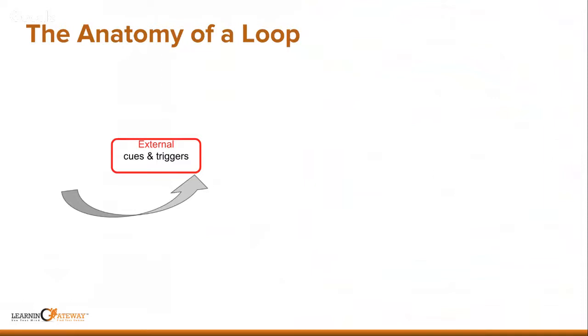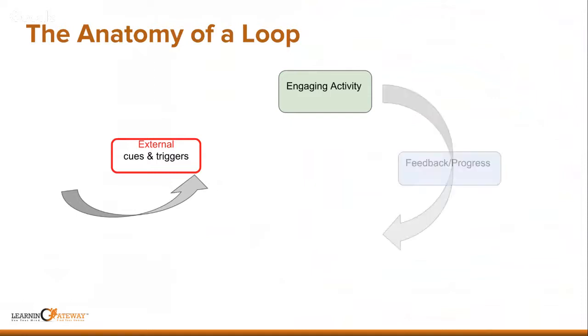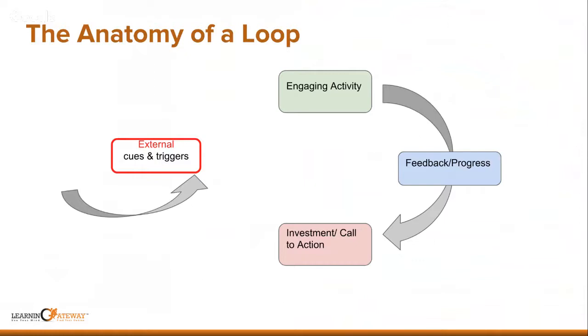So you have to think about what is the external trigger, the trigger outside of the activity that's going to draw them into it. Then the next part of the loop is the core of it, which is the activity, some sort of engaging activity that they're going to be doing. You are going to give feedback on their progress, or feedback on how they're doing with that engaging activity. There has to be an investment or a call to action. In other words, sometimes there's an activity in a loop, or the goal of that loop, you'll see that when we move into the types of loops, that's just an experience. It's just something that you're doing. It doesn't require an investment.